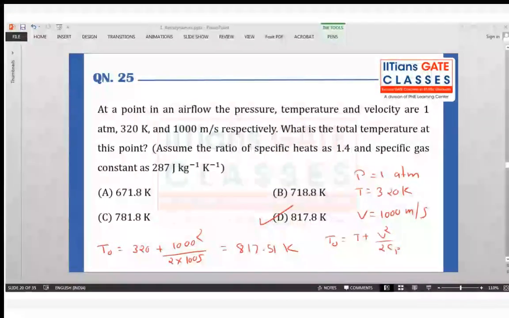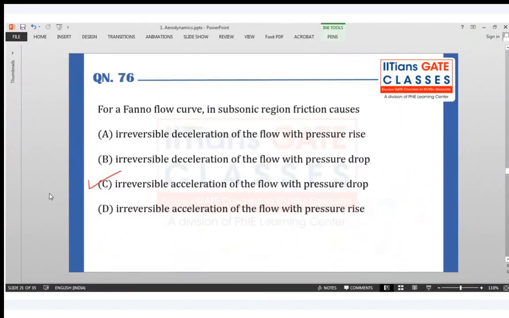Okay, guys, everybody got the answer? What is the answer here? 817. My answer is 817. I'm not sure about yours. So, shall we go to the next question? Yes, sir. Okay, so we have the last question here.